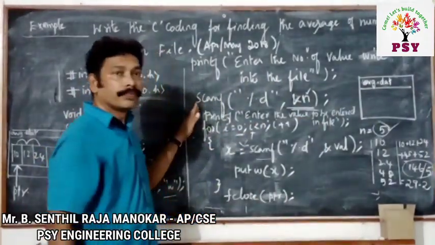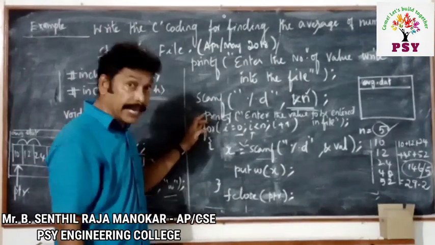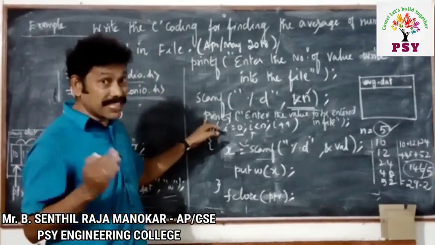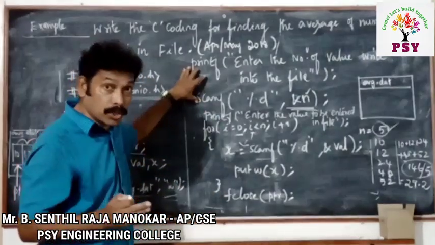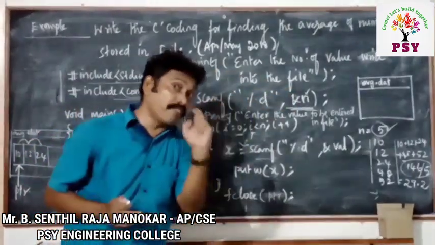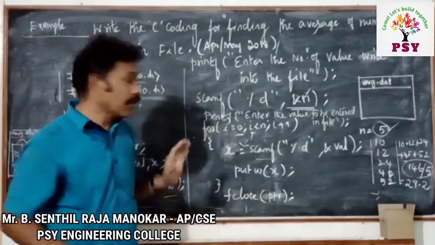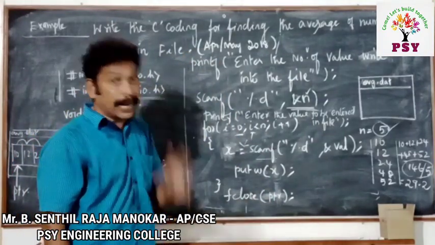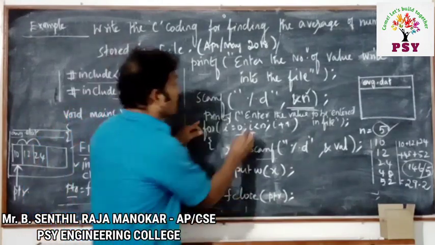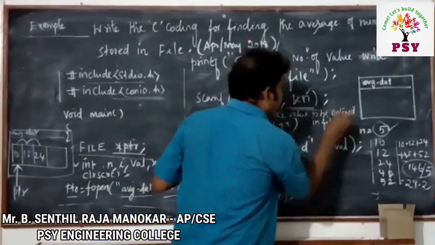Then I have to say this because the user must understand. So earlier these two statements can be understood: I have to write how many values I have to enter into the file. Then I have to enter the values, that is 5 values. For that I have written "enter the values to be entered into the file".